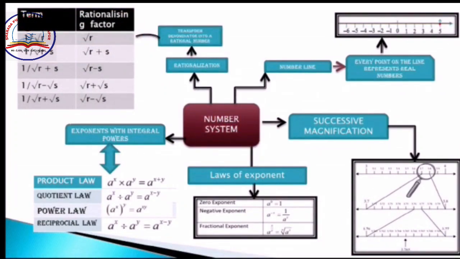Now let us discuss deeper the topic number system. First, let us discuss the number line. Every point on the line represents a real number. We can see the image which is represented on the number line. In the number line, we have positive integers and negative integers. In the center, we have 0.